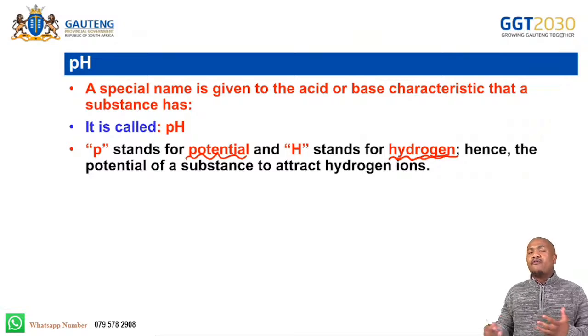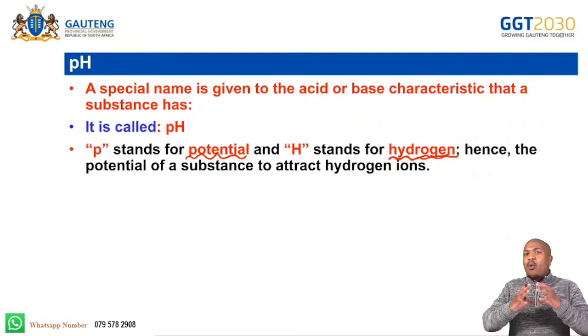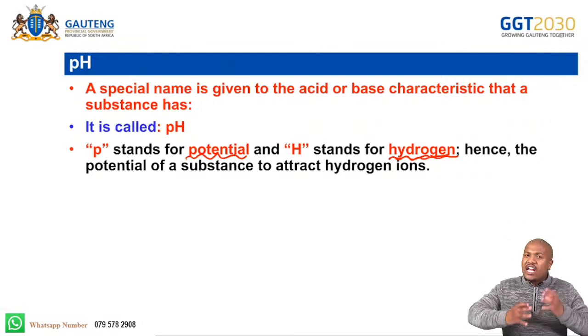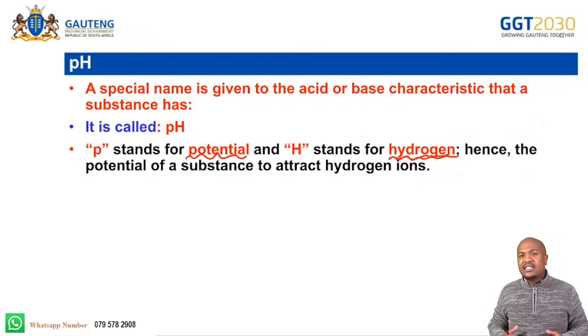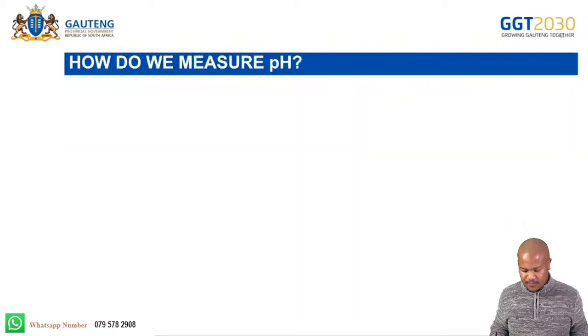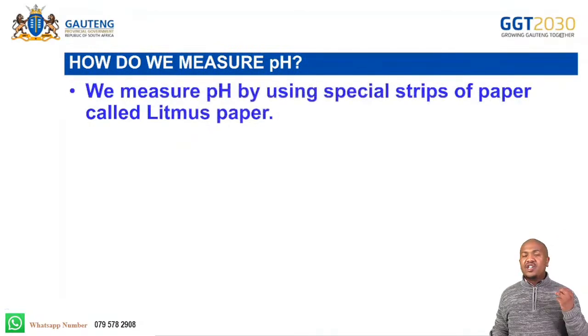Now in our first lesson of acids and bases, we talked about what? When a substance has more and more hydrogen, we say that it is acidic. So now we're talking about the potential hydrogen of a substance in this case. So how do we measure this pH? We measure pH by using special strips of paper called litmus paper.